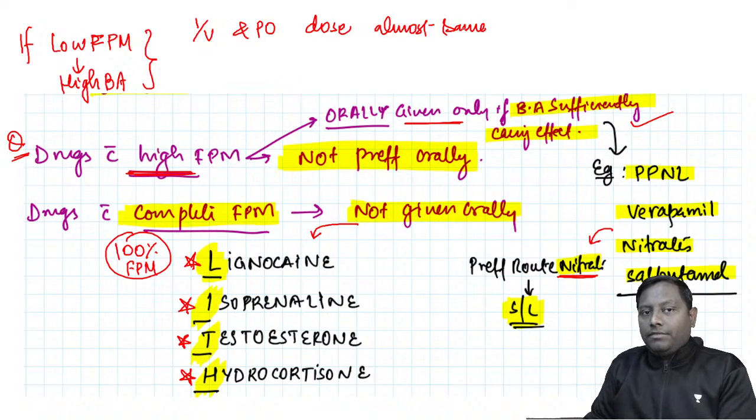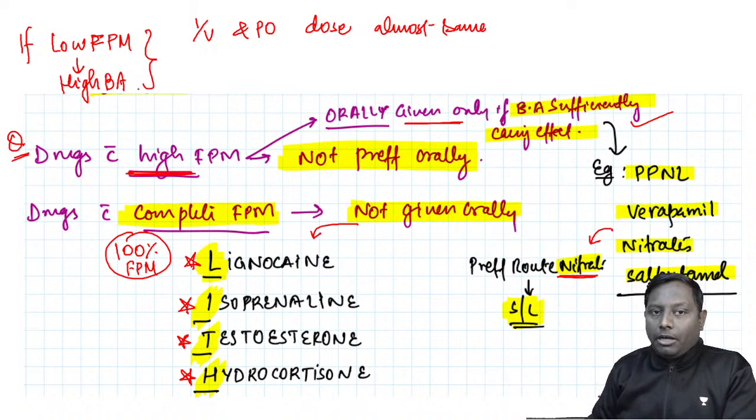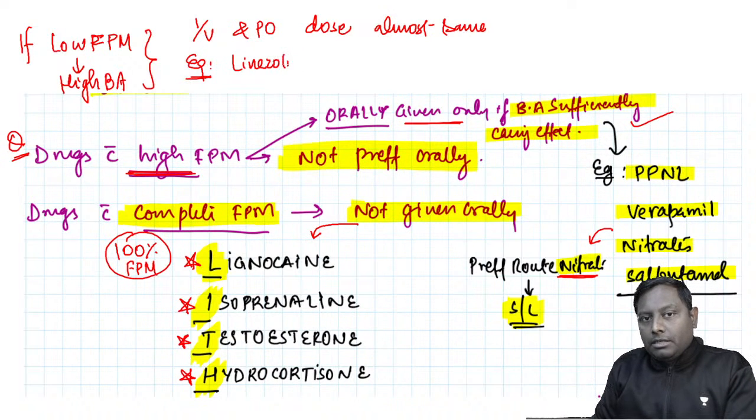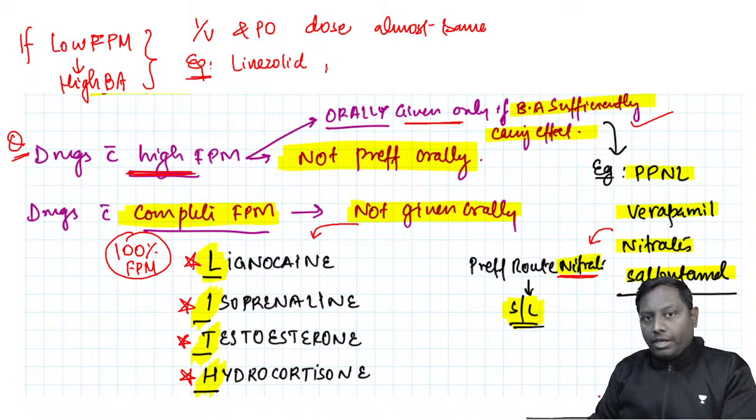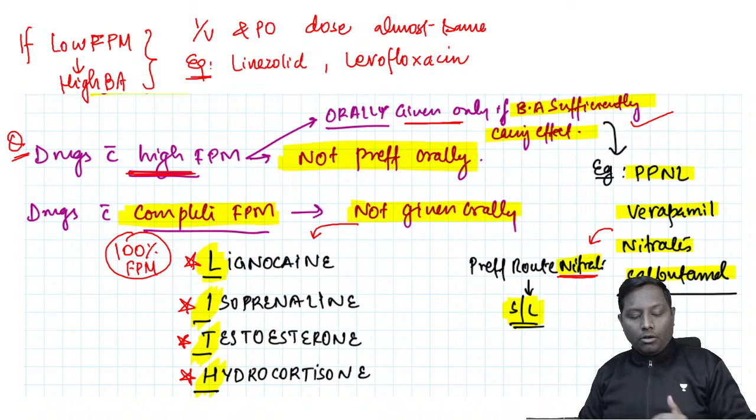Any drug that has high oral bioavailability, for example linezolid, right? An example of a drug that we have is linezolid. Or we can also have drugs like levofloxacin. So their oral and injectable doses can always be almost the same.